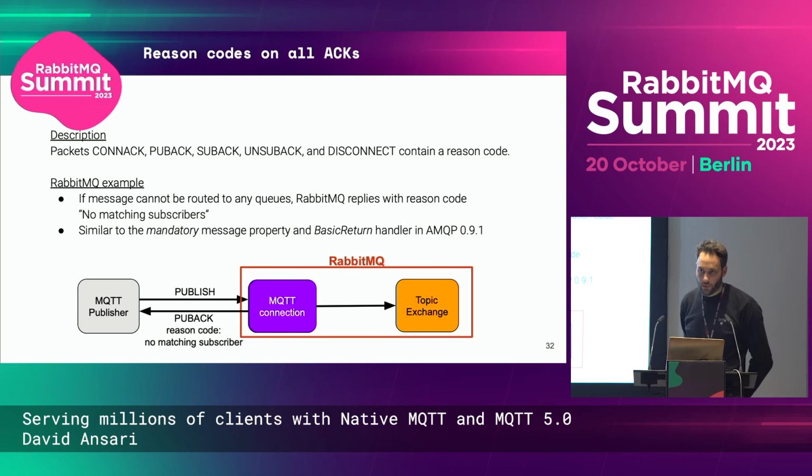Another feature of MQTT 5 is reason codes on all acknowledgement packets. One good example, there are many examples that we implemented, is negative acknowledgements. If a message cannot be routed to a queue because no queue binds with the correct binding key or topic filter, then the MQTT connection process will simply send back a PUBACK to the publisher with reason code no matching subscriber. This didn't exist in MQTT version 3.1.1, so there were no negative acks. And this is again very similar to the mandatory message property and the basic return handler in AMQP 0-9-1.